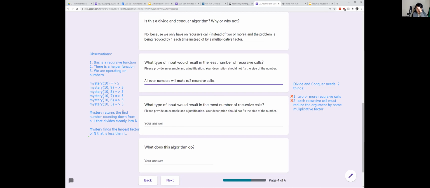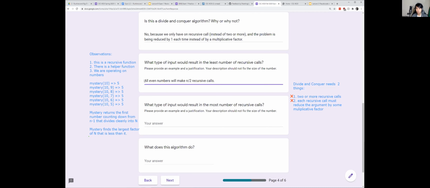And if you think carefully about factors, the first largest factor you'll have will always be half of your number if that number is an even number. There aren't any other larger factors than that. So you would want to write an example here. So for example, I'd include this mystery of 10. And then our description should not fix the size of the number. I didn't say anything about how big our number should be. I just said that it has to be even. So this all checks out.